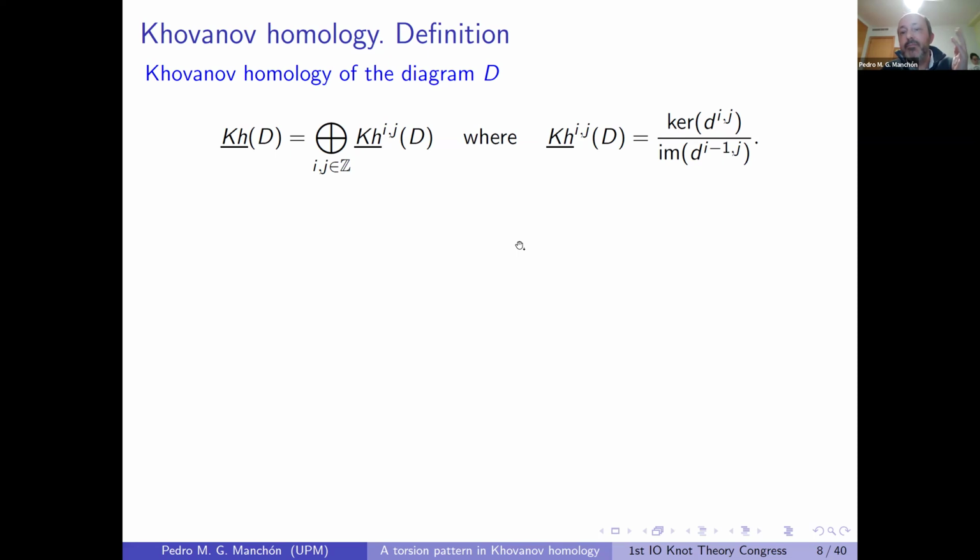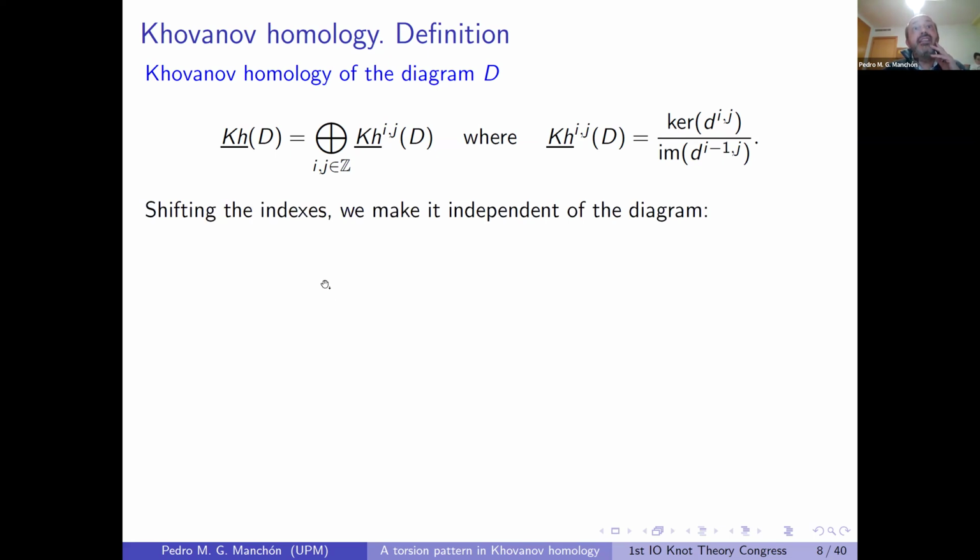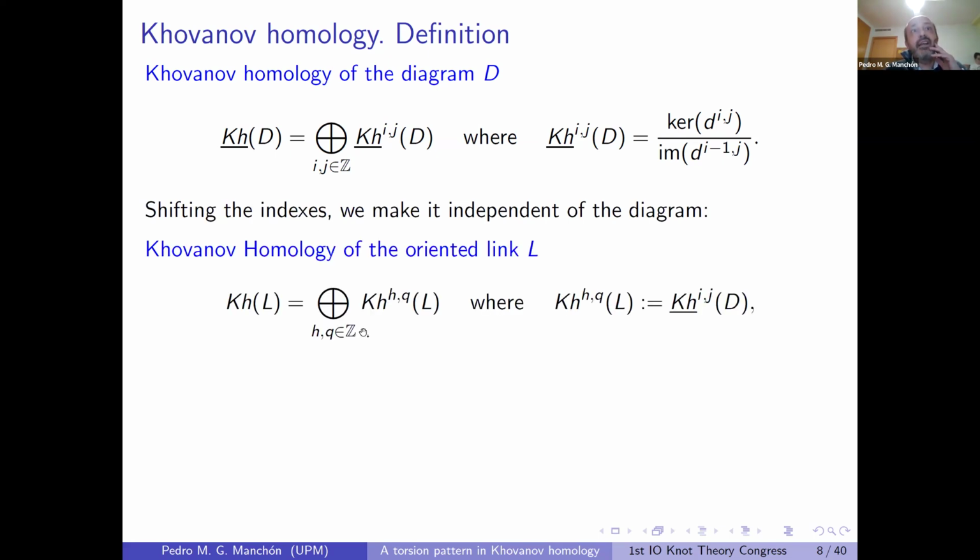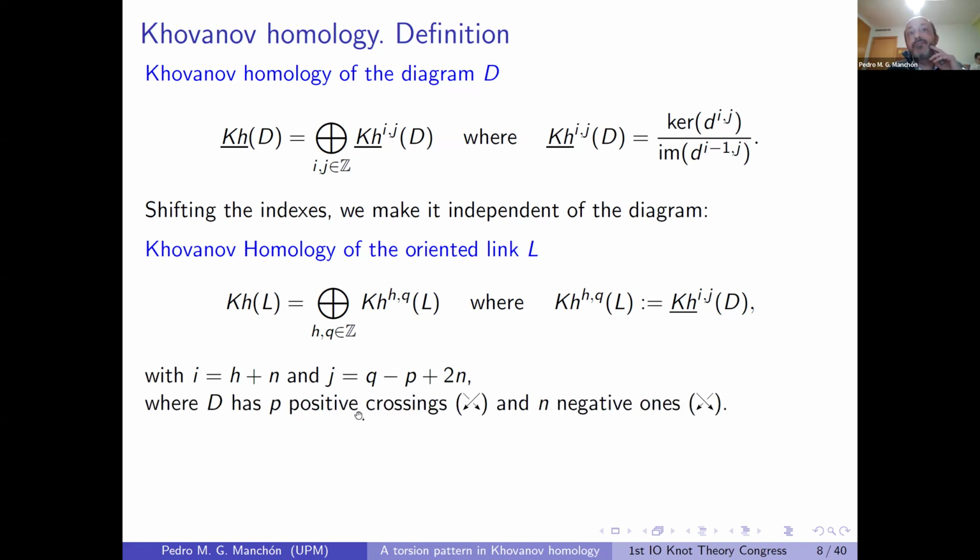This is not a link invariant. We need to shift the indices. Shifting the indices, we make it independent of the diagram. And we obtain the Khovanov homology of the oriented link. Here, by definition, this is the homology of the diagram. And the shifting is I is equal to H plus M, and J is equal to Q minus P plus 2M. Here, P is the number of positive crossings of the diagram D, and M is the number of negative ones.